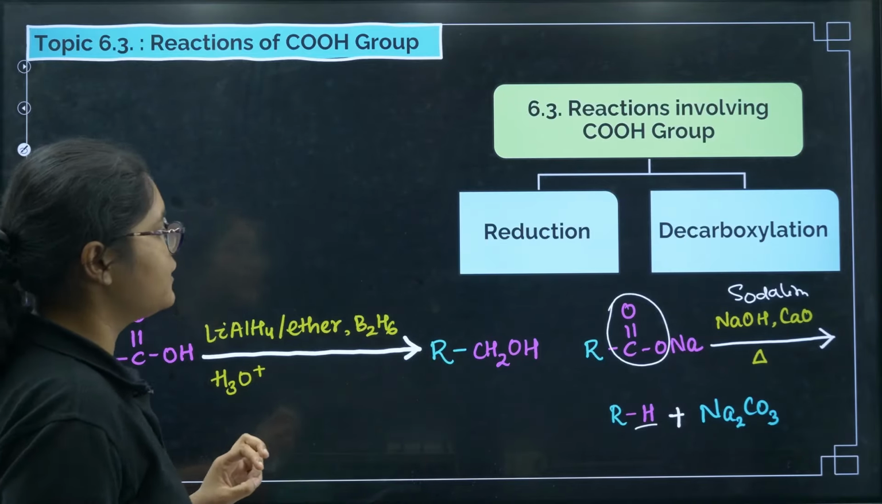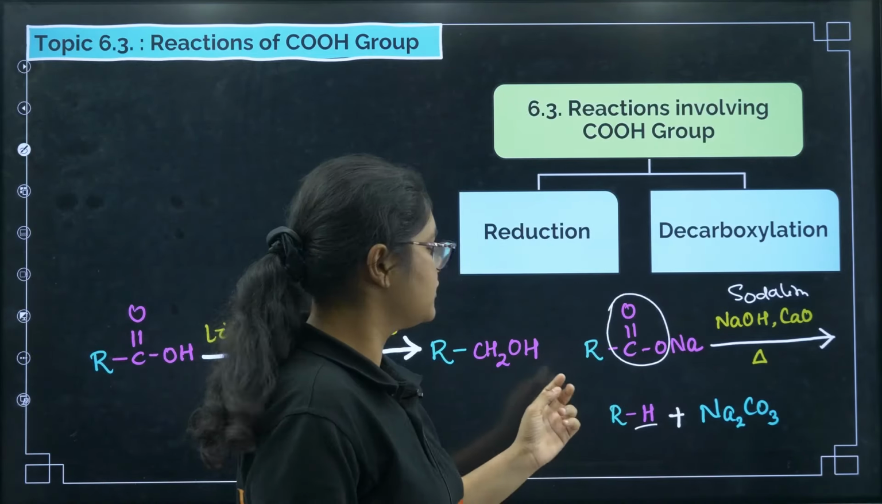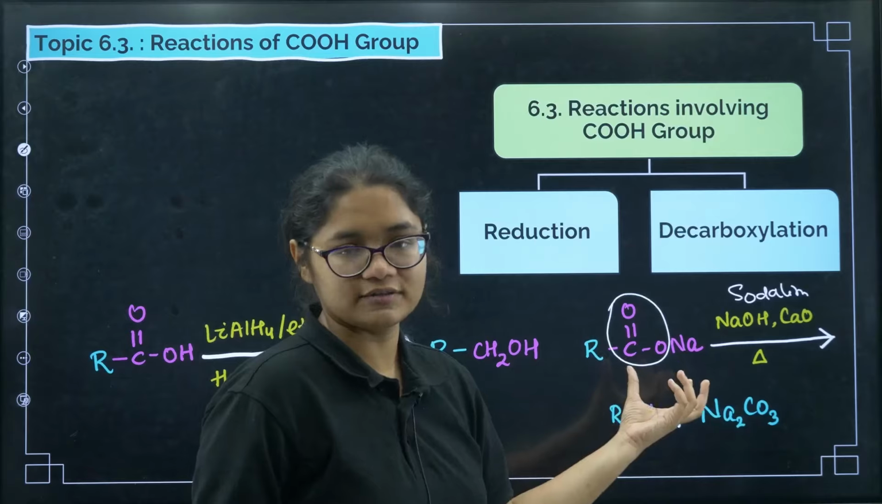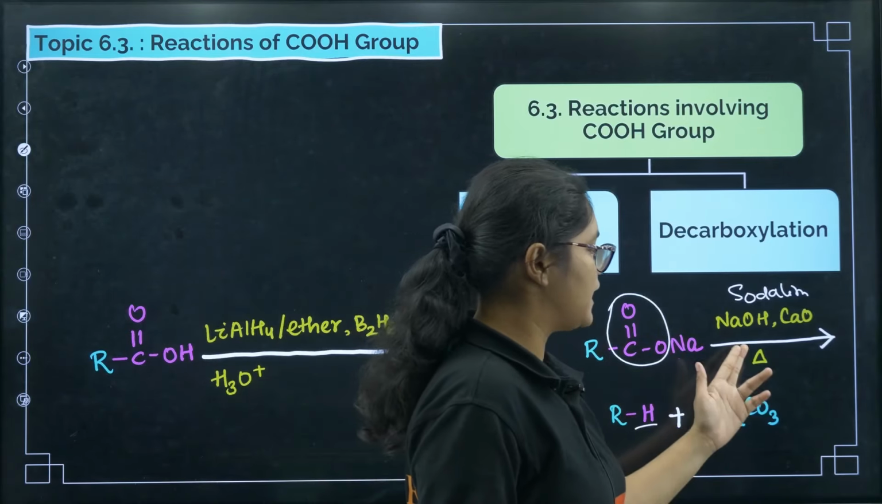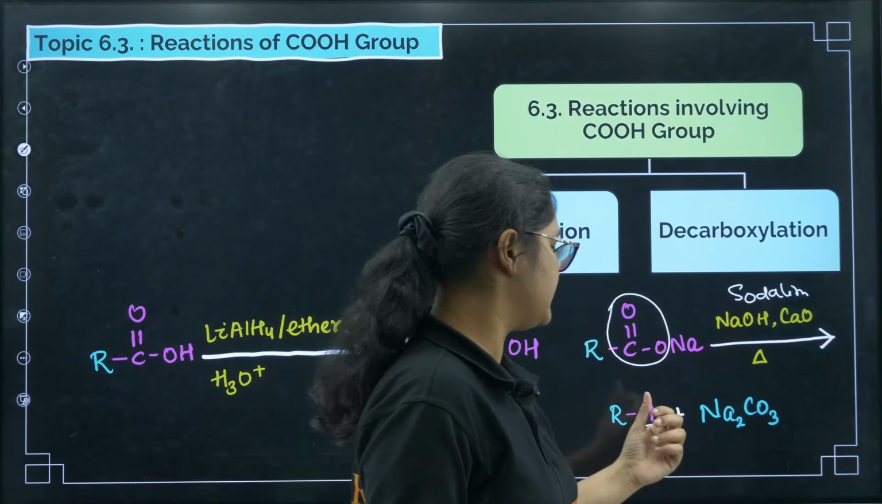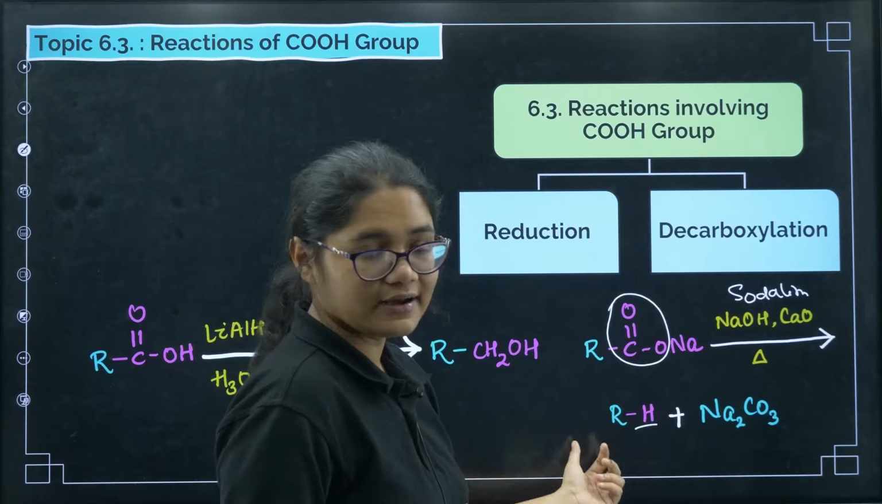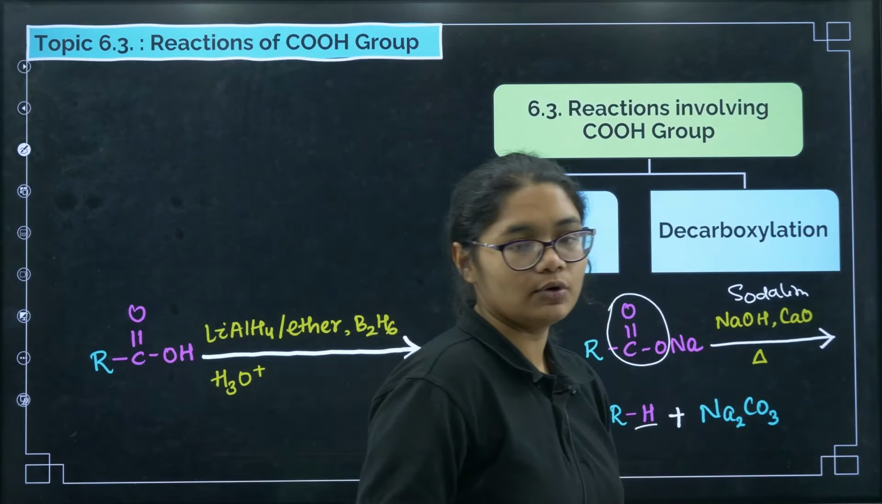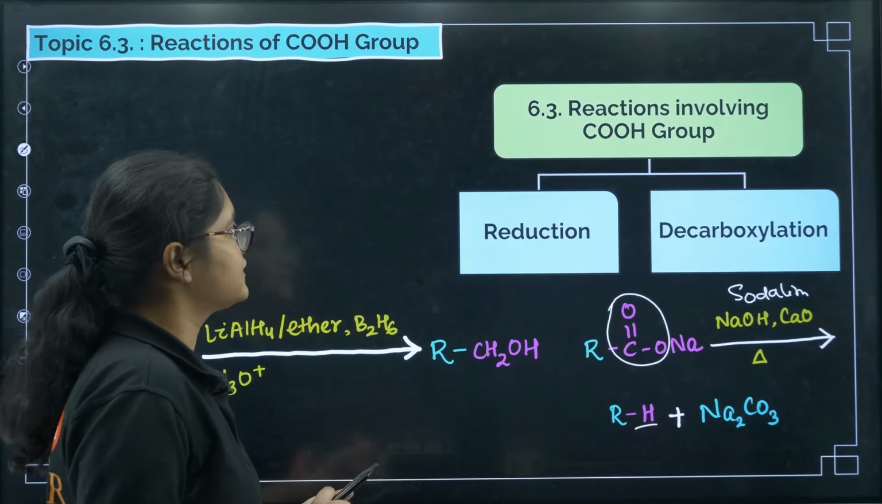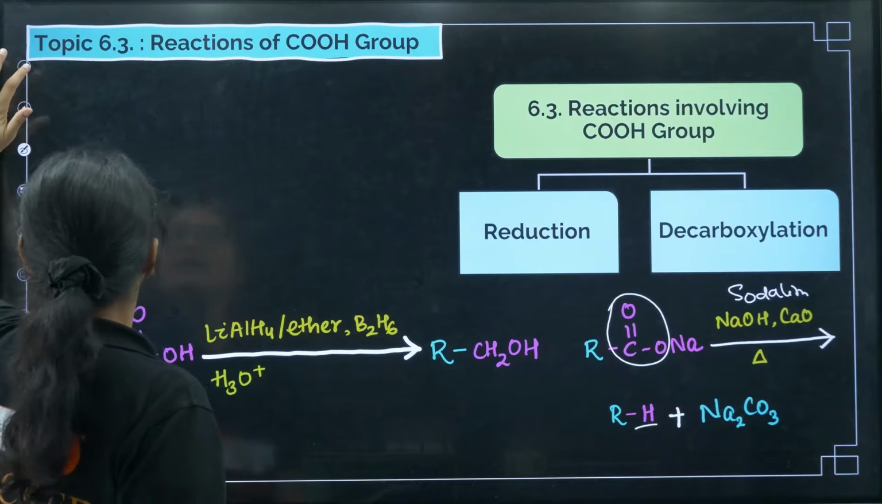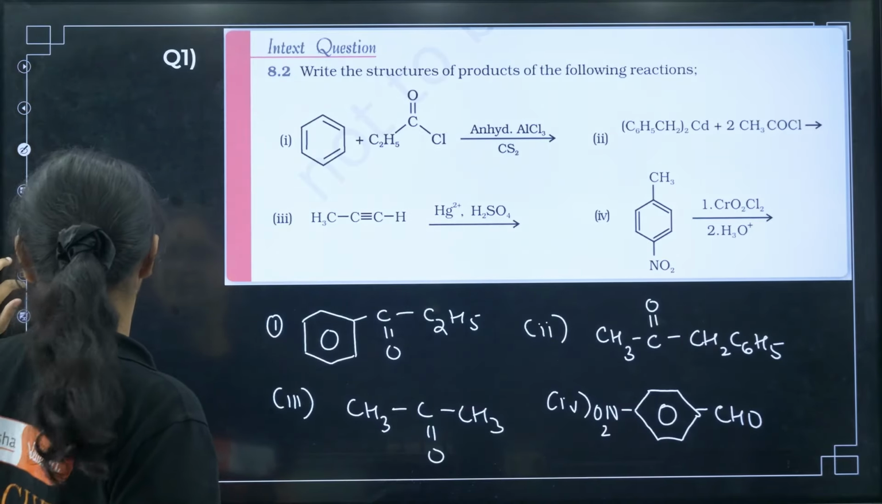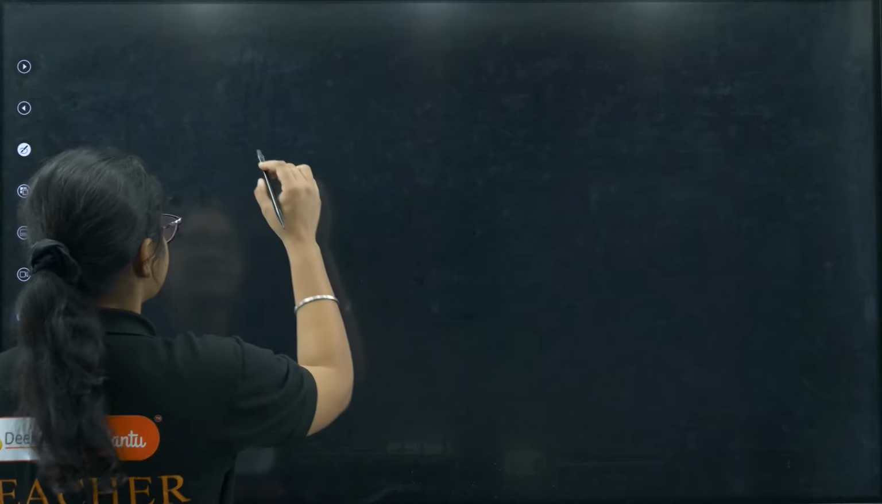And then decarboxylation. If you have any salt of a carboxylic acid and you treat it with NaOH and CaO and you heat it, you will get alkanes, RH plus Na2CO3. Is this clear? Now we'll do solving questions, but before that I will explain the last part, the HVZ reaction.